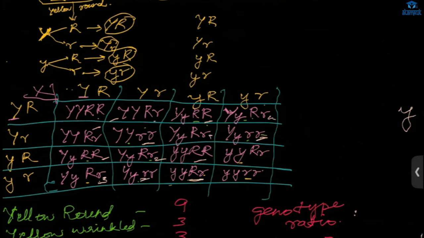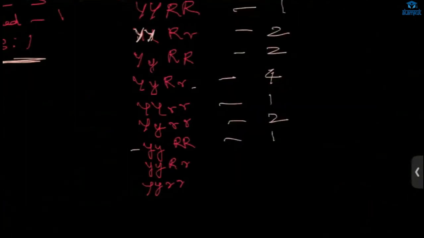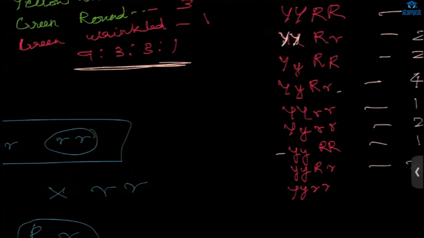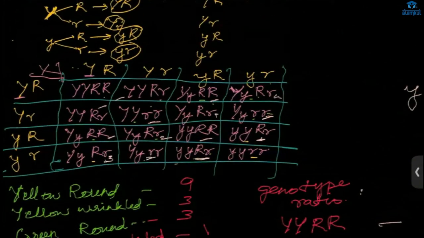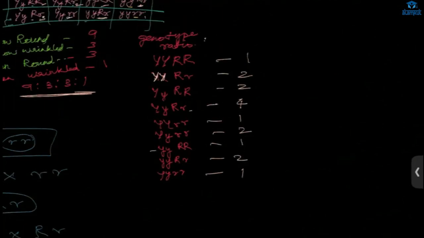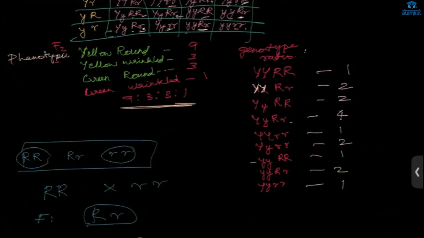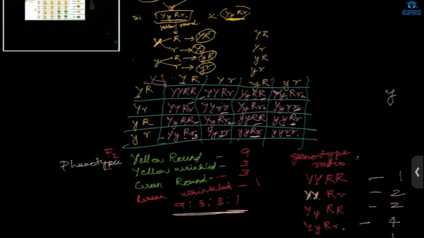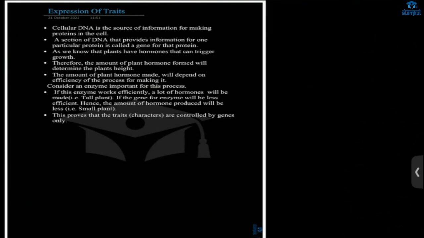I'm seeing the first only. It is where? No, it is capital Y. No, it is small y, capital R. It is there, ma'am, in the second column of the second row. Yes. Two. So this is two. And this one, last one, small y, capital R, small r. Only one. So this is the ratio. Genotypic ratio, okay? And there is only the phenotypic ratio for this dihybrid cross. Expression of trait, this is okay.